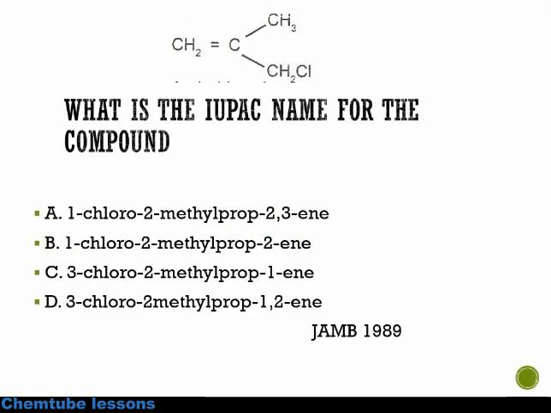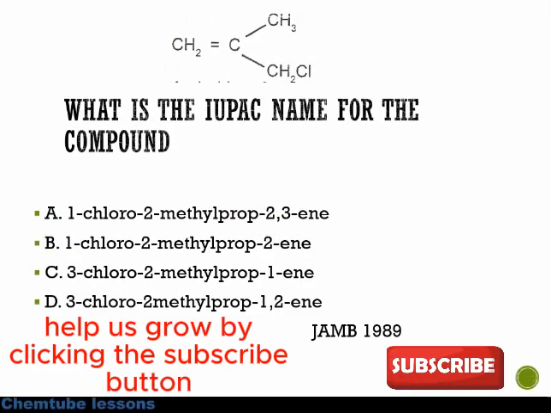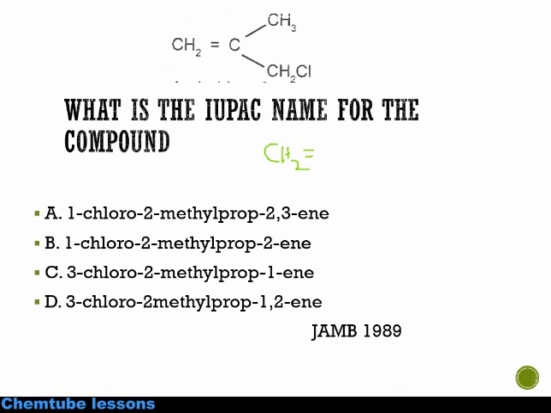From here, let's redraw the structure again for clarity purposes. So we have CH2, okay, we have a double bond, we have C. Like I told you, this is looking like a substituent, this is looking like a substituent. We can't have 2 substituents on the last carbon. So take note of that. Can't have 2 substituents on the last carbon. So we have CH3, and then this is going to be part of the main chain.